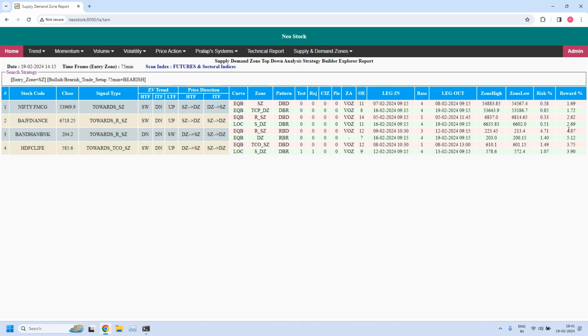So look into these stocks. These are all currently supporting bearish trade setup for weekly income trade. So that means we have generated all the four setups, stocks supporting bullish and bearish trade setups for monthly income trade and weekly income trade.